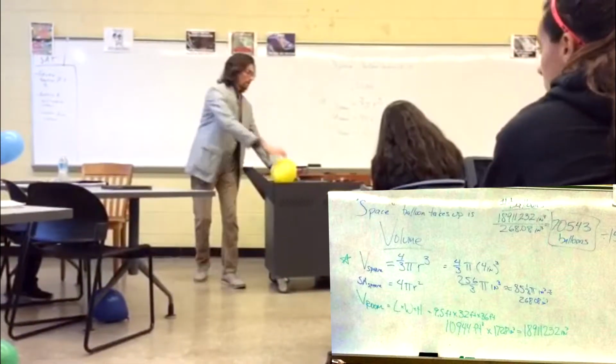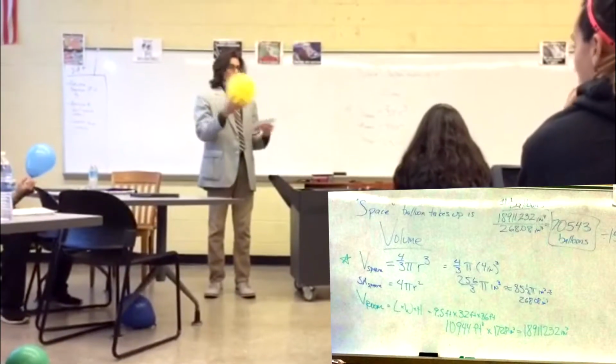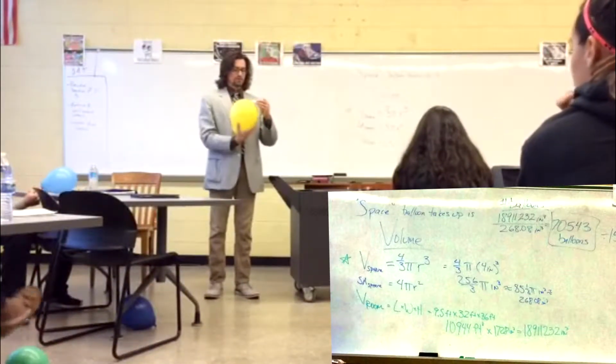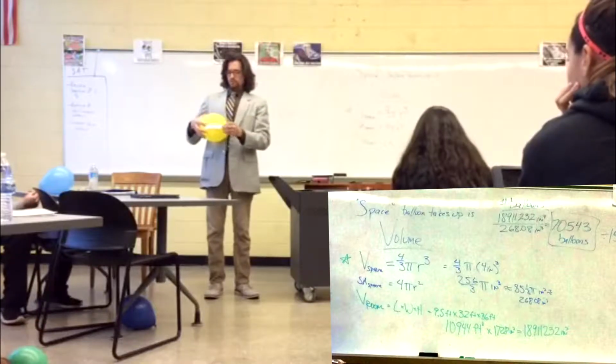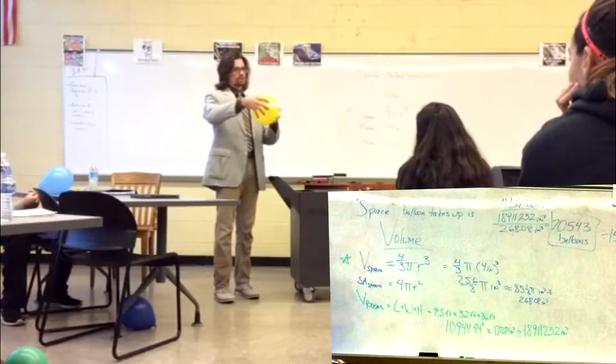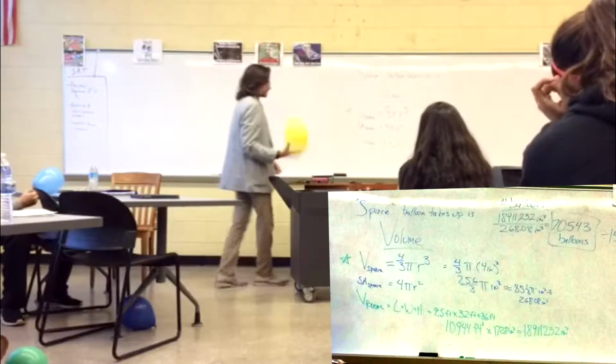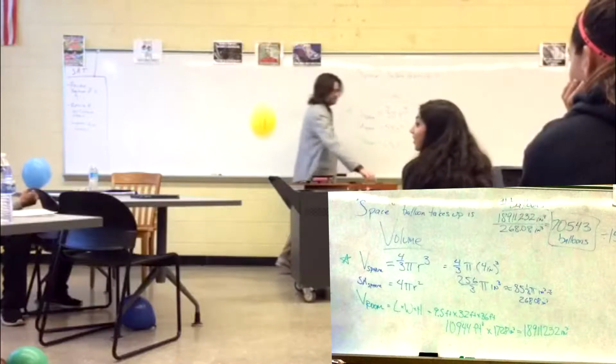Oh, that's the other thing, and I might as well mention that because I don't know how much we'll get to talk about it. On a sphere, if you go around the circumference of the sphere, that's called a great circle. Just a fun fact of the day.